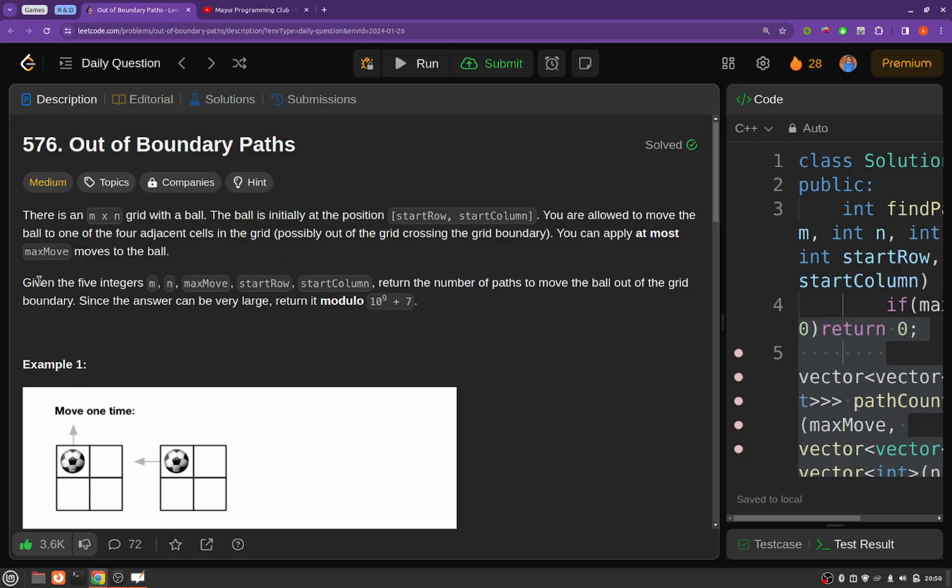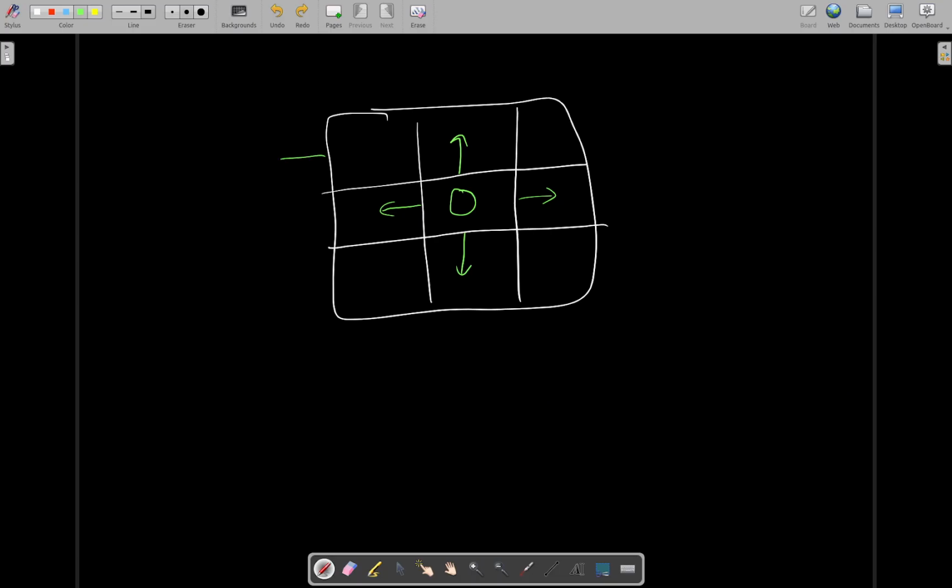Now coming back to the problem, given 5 integers: m and n, which stand for the number of rows and number of columns respectively, max moves, the number of moves you can make, and start row and start column, which are the initial coordinates of the cell the ball is currently in. Return the number of paths to move the ball out of the grid boundary. So you have to somehow move this ball outside the grid boundary, and you have to return the total number of paths that are possible.